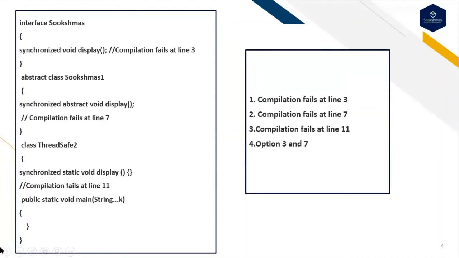Execution of the program begins from the main. These are the following options. The first option is compilation fails at line 3, the second option is compilation fails at line 7, and the third option is compilation fails at line 11. The fourth option is option 1 and option 2 both.